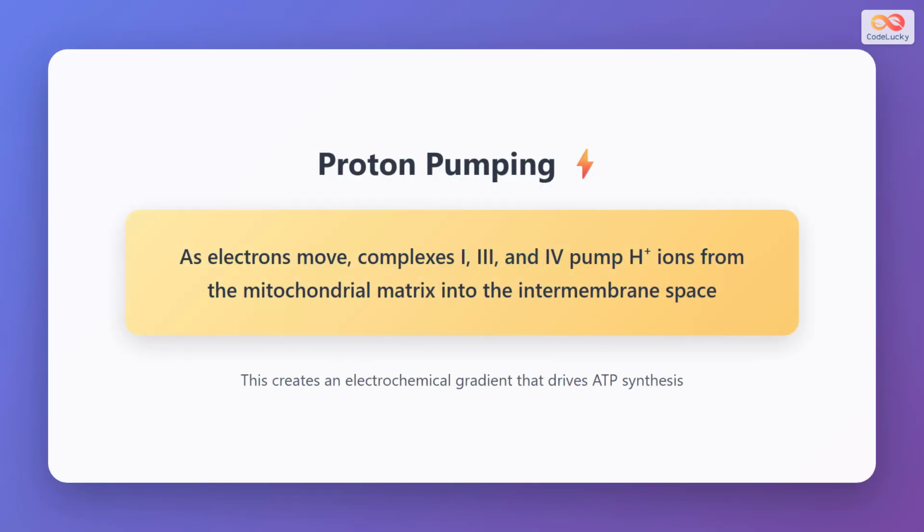As electrons move through the chain, something remarkable happens at complexes 1, 3, and 4. These complexes use the energy from electron movement to pump hydrogen ions, also called protons, from the mitochondrial matrix into the intermembrane space. This creates a concentration gradient, with more protons outside than inside. Think of it like pumping water uphill to create potential energy. This electrochemical gradient is crucial because it stores energy that will soon be used to synthesize ATP. The gradient acts like a charged battery, ready to power ATP production.